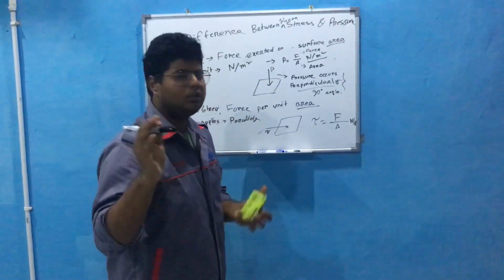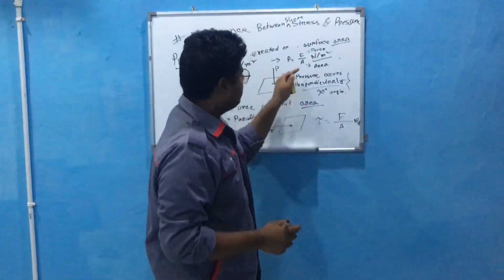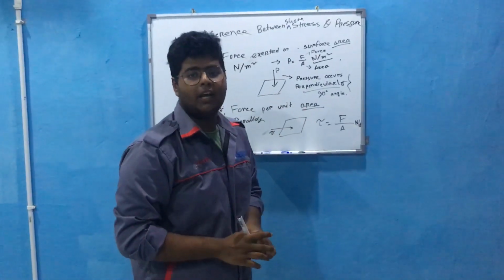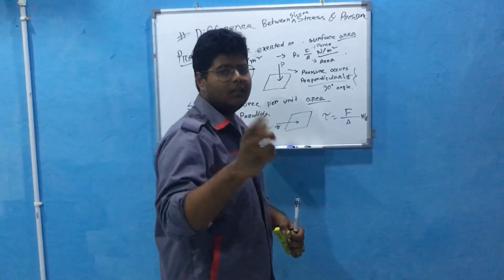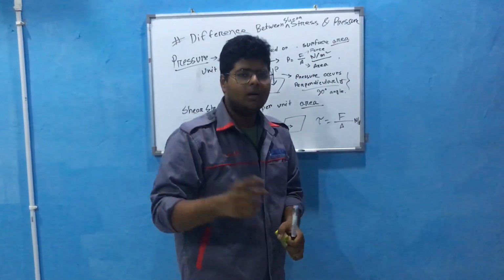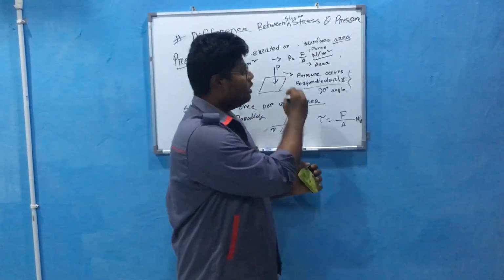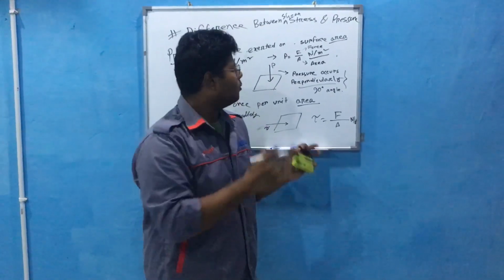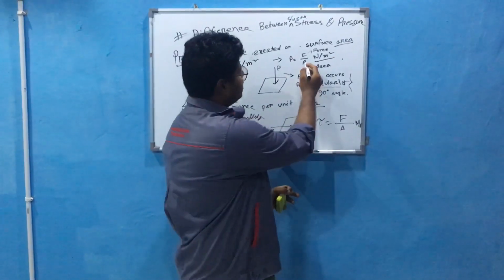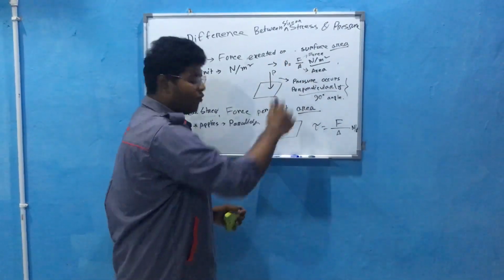So how does it come to be Newton per meter square? We know the unit of force is Newton, and A means area. Area equals what? Length times width. The unit of length is meter, and the unit of width is also meter, so length into width gives meter square. And this is over that, which is why it is Newton per meter square. So this is P equals F over A.